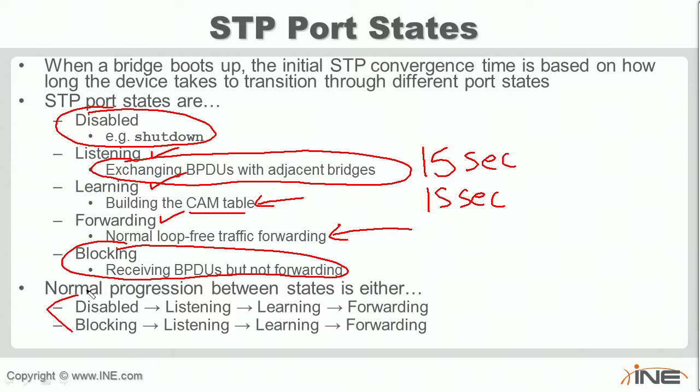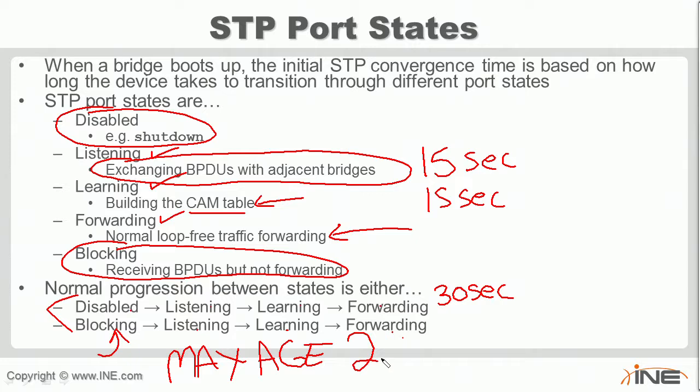Regardless of which one you're transitioning from, if you go from disabled to listening to learning to forwarding, your best case scenario is going to be 30 seconds. When you go from blocking to listening to learning to forwarding, typically you have to wait for the maximum age to expire. The maximum age is 20 seconds by default.